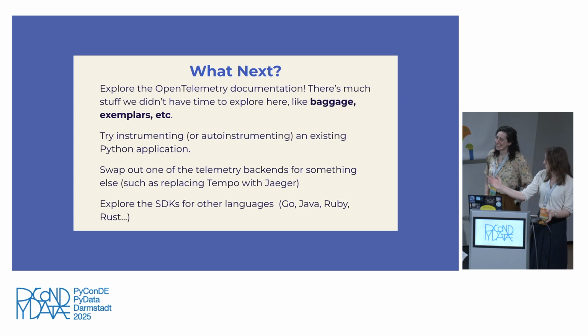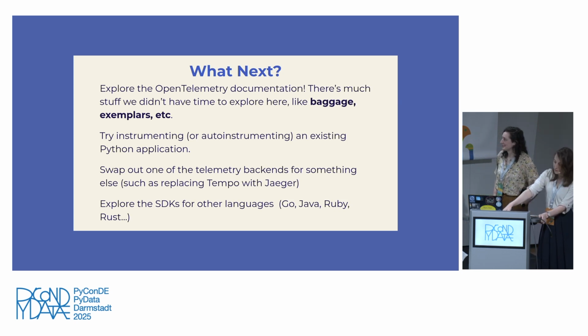And then finally, maybe explore the SDKs for other languages. There's SDKs for Go, Java, Ruby, Rust, and a few others. They're all in various states of stability, so it might be worth checking out how stable the one you're using is. I think the Rust one is not stable yet, but I think it's getting there.